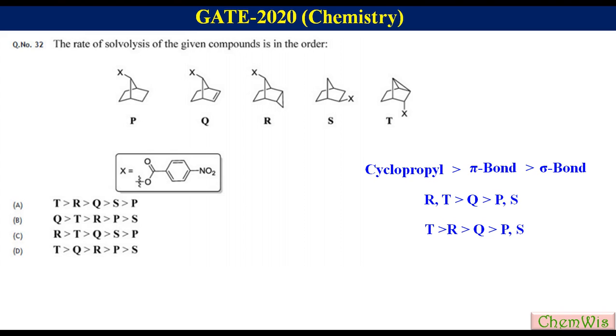In S, this sigma bond is exactly anti-periplanar to the C-X bond, but in P, this sigma bond is not exactly anti-periplanar to the C-X bond. So the solvolysis in S will be higher than P. So the complete order for the rate of solvolysis will be like this. So option A is the correct option.